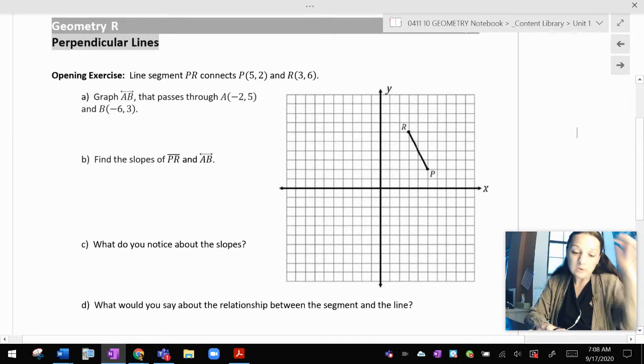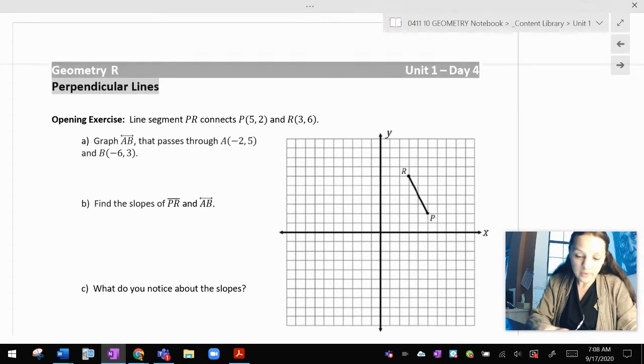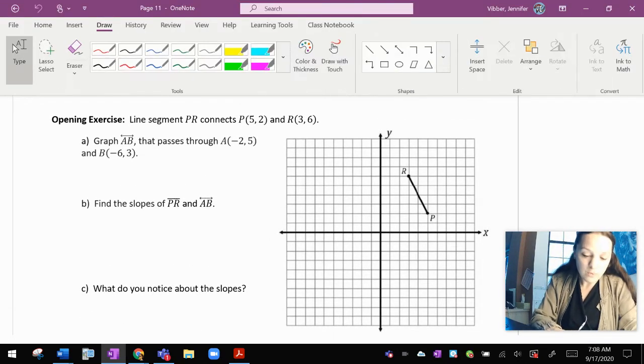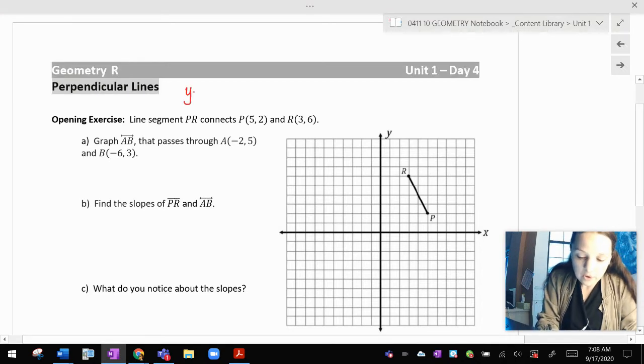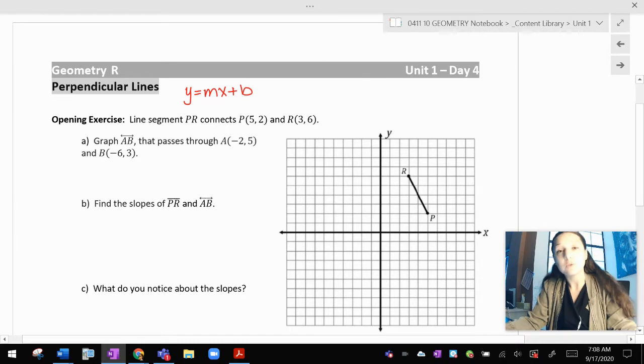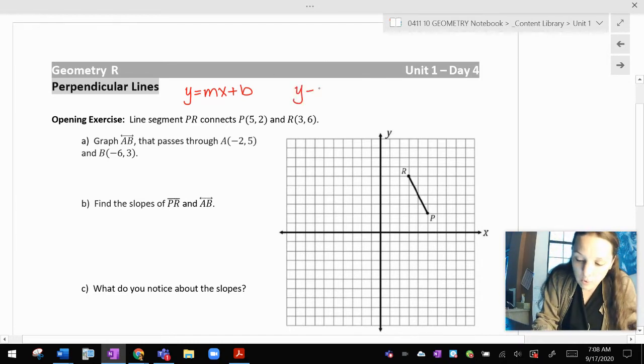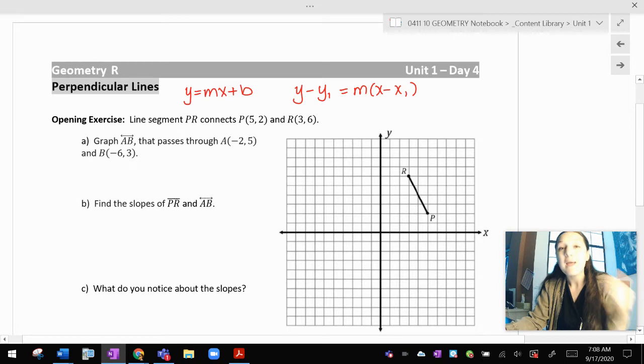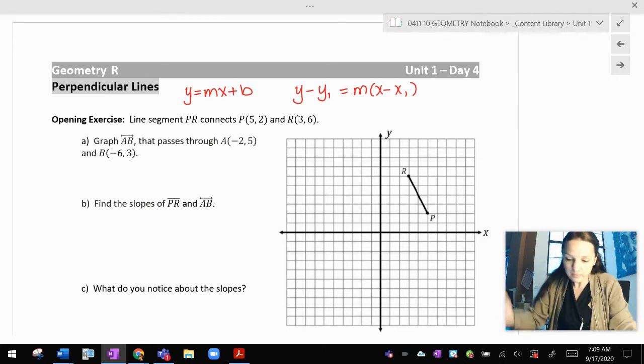One of the things that you need to remember before we even start this is that you now know two forms for the equation of a line. You know the form y equals mx plus b, which you can use when you know the slope and the y-intercept of the line you're trying to create. And you also know y minus y1 equals m times (x minus x1), which is point-slope form. And that's when you have any point on the line and the slope you want. And you negate that point to create the equation. All right, so let's do this.